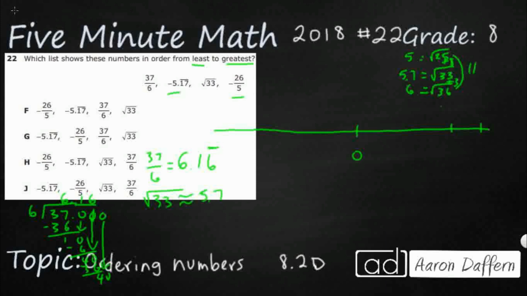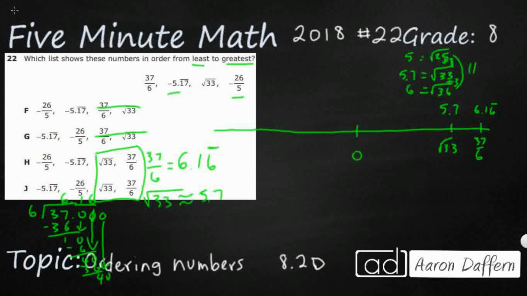So I'm going to put my 5.7, which is the square root of 33. And then I've got my 6.16 with the 6 repeating. That's my 37/6. All right, so I've got these two as my option. Those two have it incorrect.